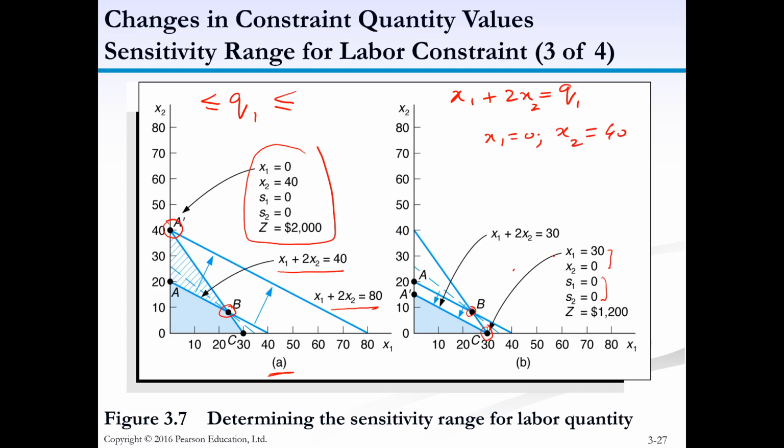If we put this value in this equation, let's call it equation 1, then what we get is 0 plus 80 is equal to Q1. So this is the maximum, Q1 maximum. Q1 maximum is equal to 80. All right, that's the maximum we can change.